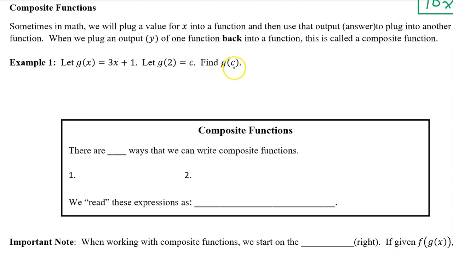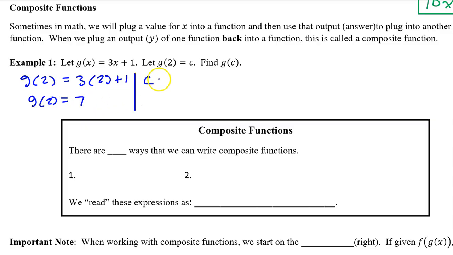Find g at c. To find the value of g at c, I need to know what c is. To find c, I need g at 2. So let's find g at 2. So g at 2 means plug in 2 for x. So this will be 3 times 2 plus 1. So g at 2 is going to equal 6 plus 1, which is 7.